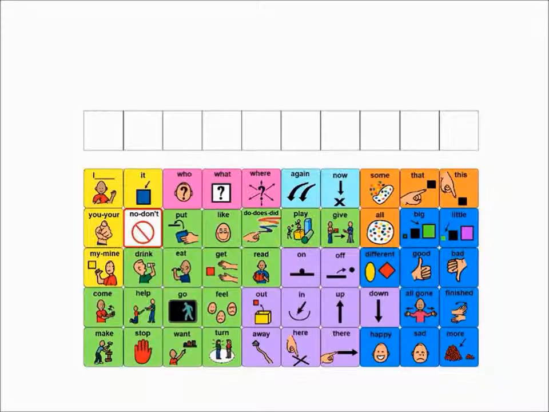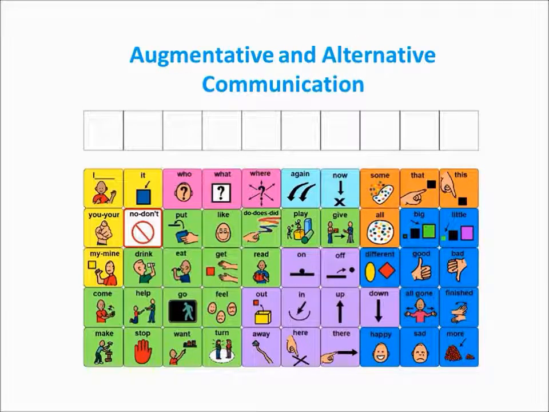In this video, I'm going to talk about core vocabulary boards, what they are, who they're for, and how to introduce them. Core vocabulary boards are a type of augmentative and alternative communication, or AAC. We use them with people who do not have verbal language or whose verbal language is still emerging. These boards contain the highest frequency words in English, so they can cover up to 80% of the words that we use every day. Core boards come in different sizes.